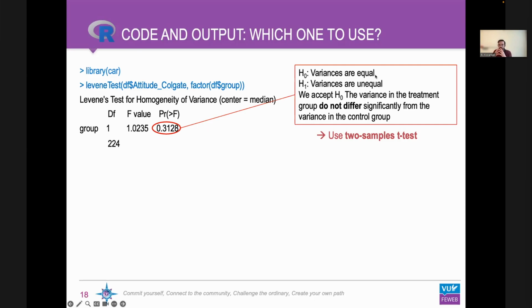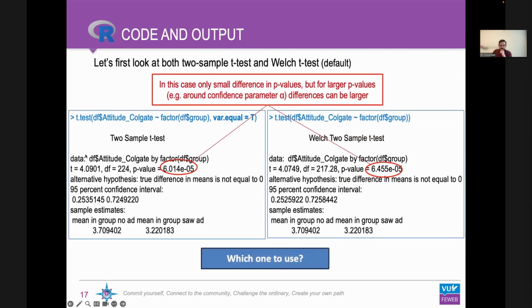As always, by the way, this is a null hypothesis, so the equality is in the null hypothesis, so it's not hard to remember. And you know that the Levene test is related to variances. So variances are equal, variances are not equal. If we don't reject H0, this means that the variance between the treatment group and the control group, meaning the ad group and no ad group, we can assume that they are equal. So the correct test to use is the two sample t-test here.